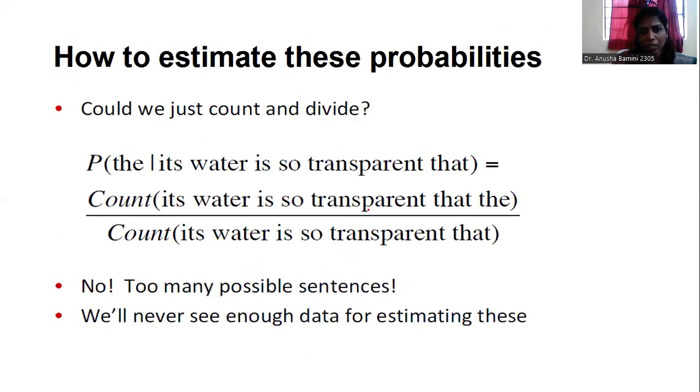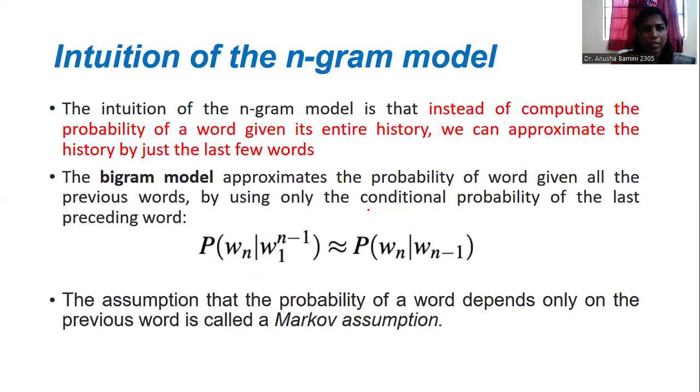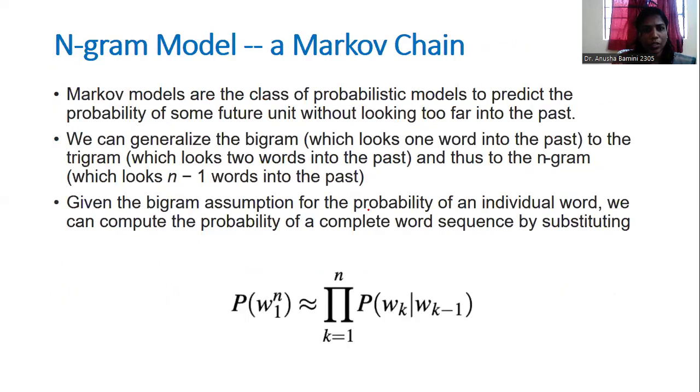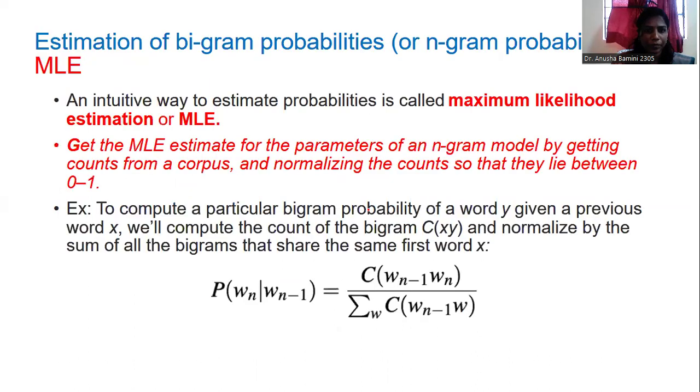Okay, so we can use the chain rule also here. A similar formula can be written as a chain rule. That's why it is written like this. So this is the intuition of the n-gram language model as well as the Markov chain model. This is the equation representation for the probability of the next word in a Markov chain.